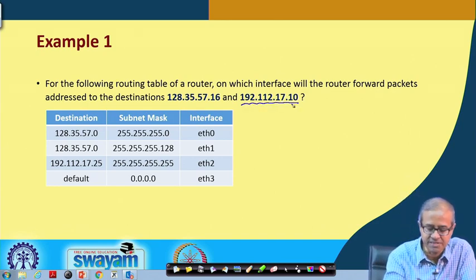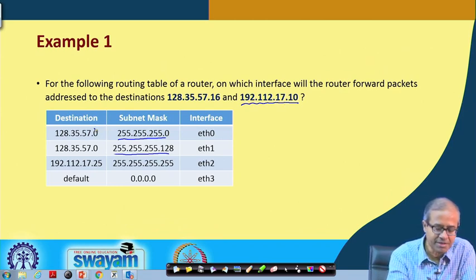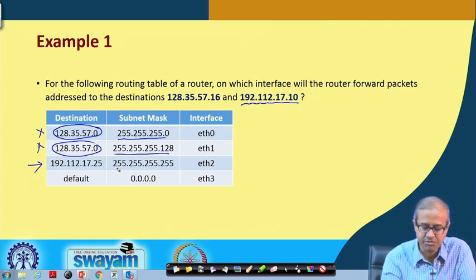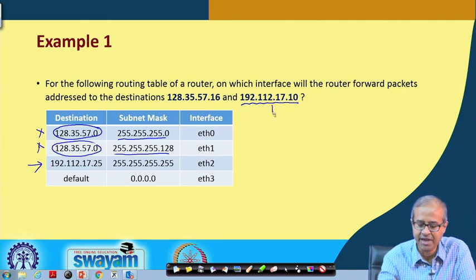Well, for the second one, obviously the first two will not give a match, because you are ending with 255, 255, 255. So, 192, 112, 17 you will be getting anyway, but the destination starts with 128. So, there will be no match here, there will be no match here. So, let us look at the third entry. So, you are checking for all the bits, that means you are ANDing with all ones. If you AND with all ones, the same thing will remain, there will be no change, 192.112.17.10.